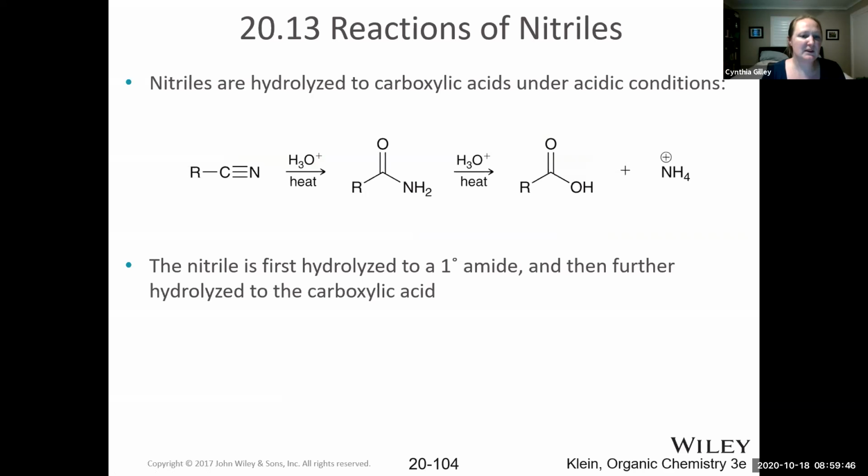Okay, what can we do with nitriles? Well, we can do hydrolysis, both acidic hydrolysis and basic hydrolysis. It's really similar to the hydrolysis of an amide because we actually produce an amide en route to a carboxylic acid. So regardless of whether you're under acidic or basic conditions, the hydrolysis of a nitrile goes through a primary amide and then gets further hydrolyzed to a carboxylic acid. This step in particular requires extreme heat.